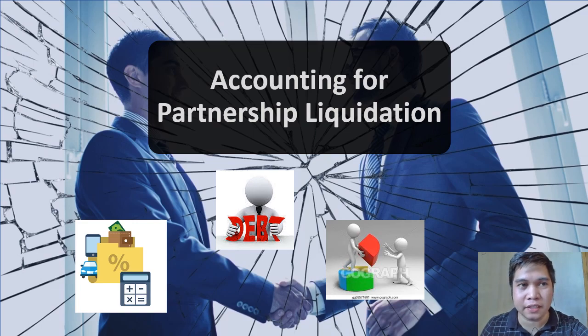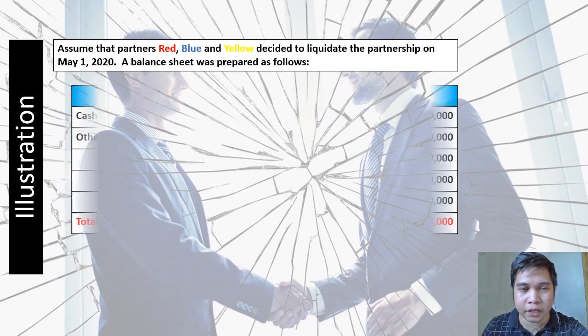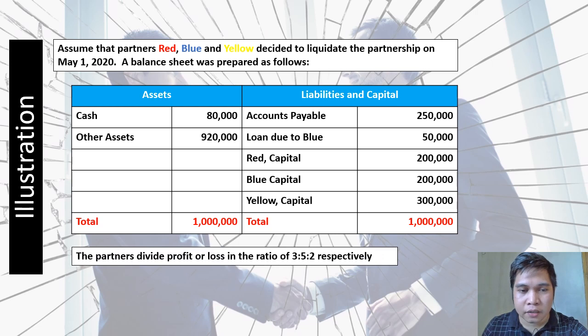Let's start. Okay, so let's have another illustration. Assume that partners Red, Blue, and Yellow decided to liquidate the partnership on May 1, 2020. A balance sheet was prepared as follows. Parehas lang yan on our previous examples. The partners divide profit and loss in a ratio of 3-5-2 respectively. So 30% kay Red, 50% kay Blue, and 20% kay Yellow.